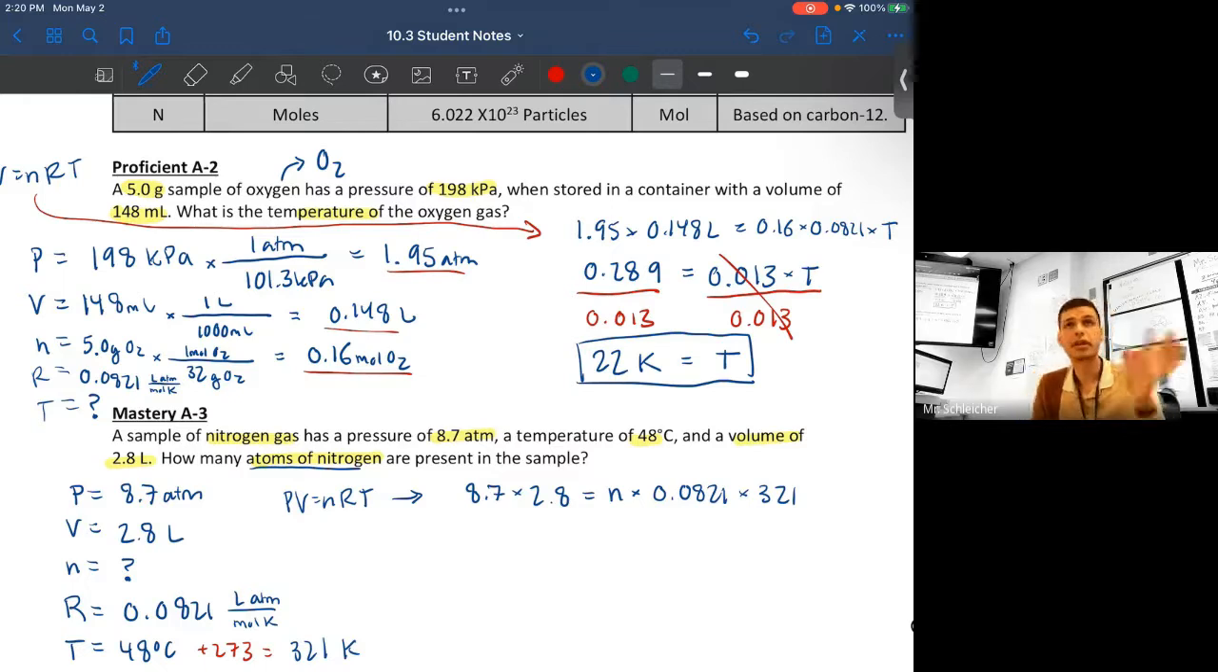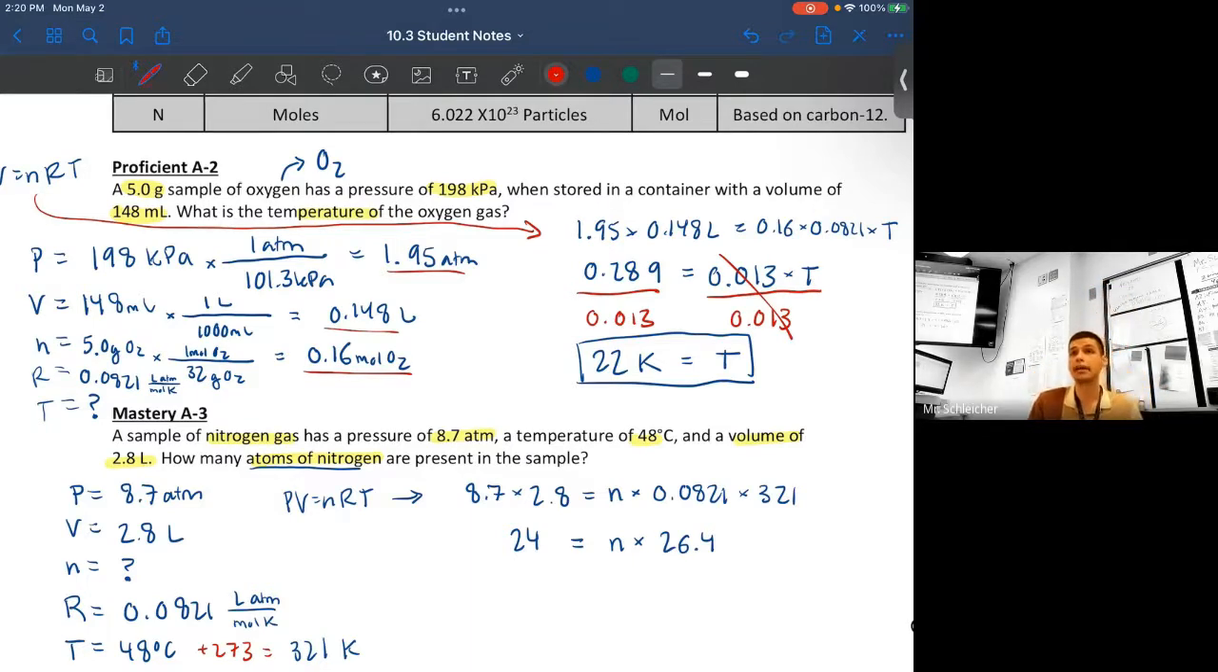All right, so I can start computing this. I can start calculating and solving for N. So on the left side, I can do 8.7 times 2.8. Gets us 24 or so. On the right side, I can do 0.0821 times 321. And I get N times 26.4 or so.